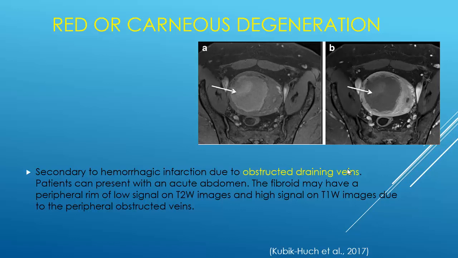Here is also the red degeneration secondary to hemorrhagic infarction due to obstructed draining veins. The patient may present with acute abdomen and it occurs mostly in pregnant females. The fibroid may have a peripheral rim of low signal on T2 image and high signal on T1 image due to peripheral obstructed veins.